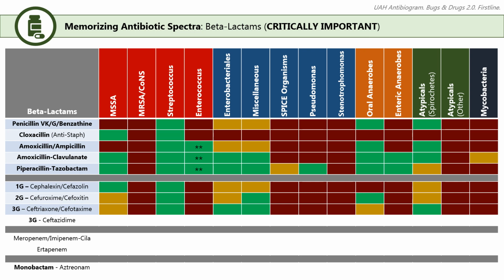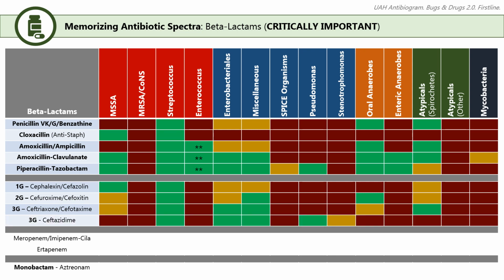Another third-generation cephalosporin is ceftazidime, but it is unique in that it is the main cephalosporin with activity against Pseudomonas. There are additional broad-spectrum and hard-to-acquire cephalosporins that are beyond the scope of this module.